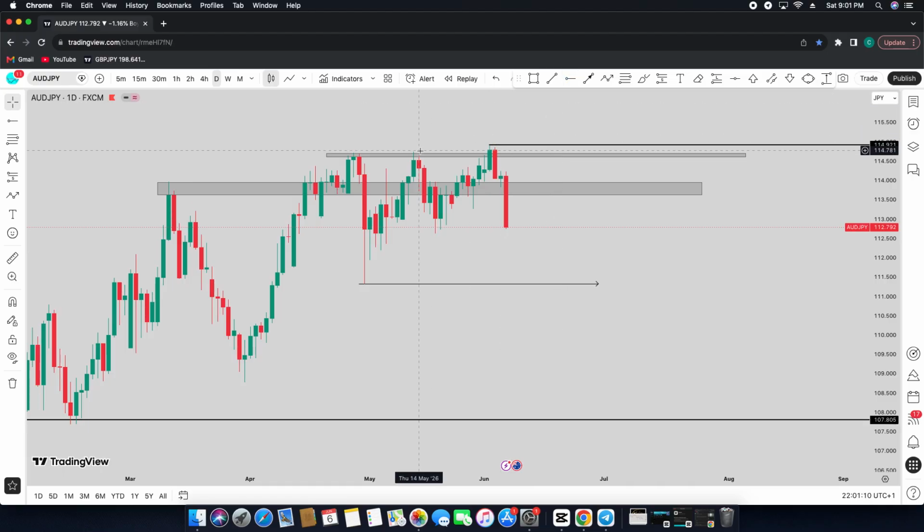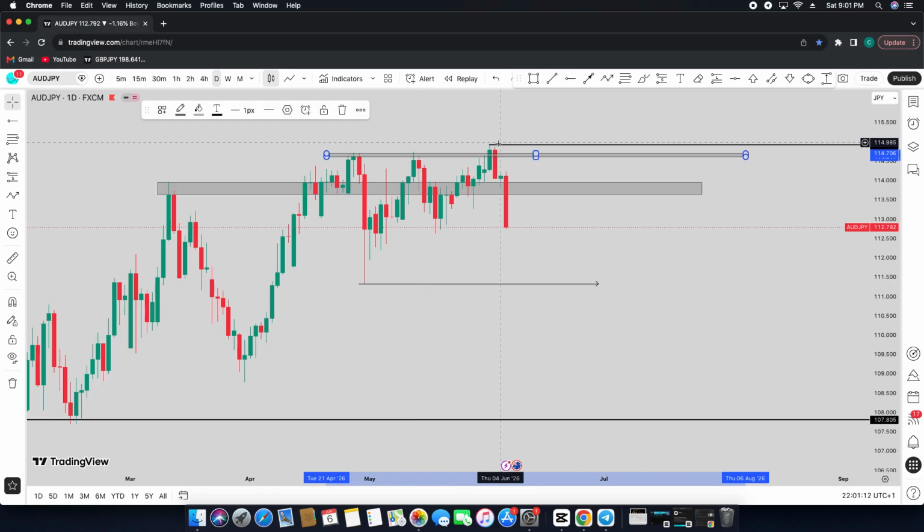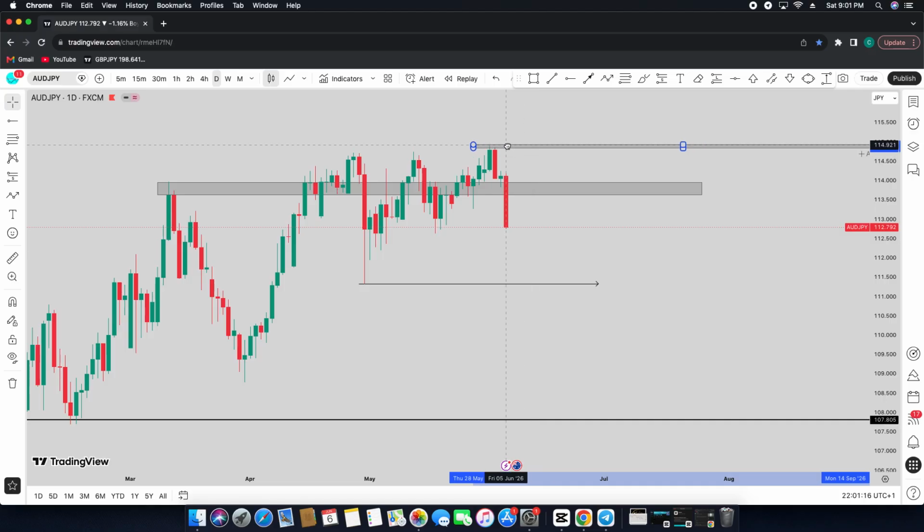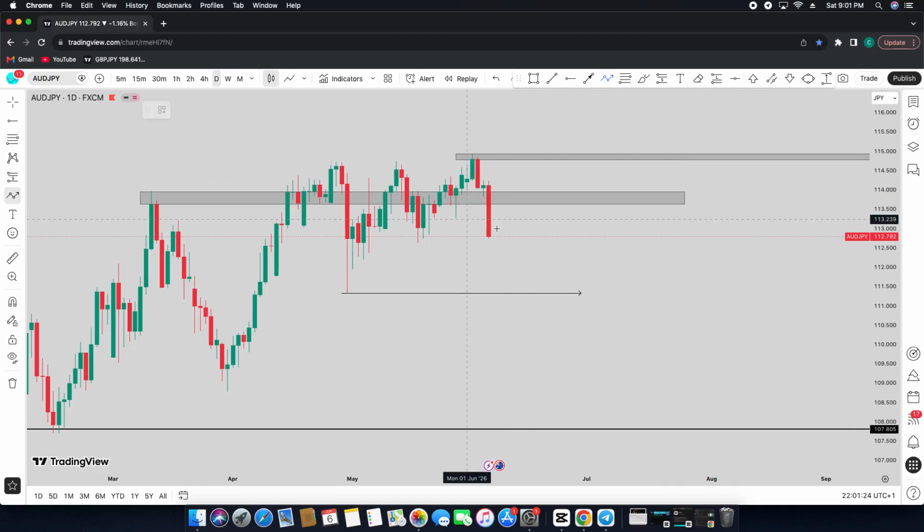This is our new resistance level. So let me just remove this line. Let me use this zone. This is our new level. So AUDJPY, I am bullish. I want to buy above this level.